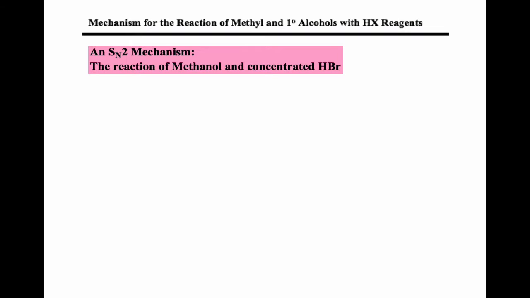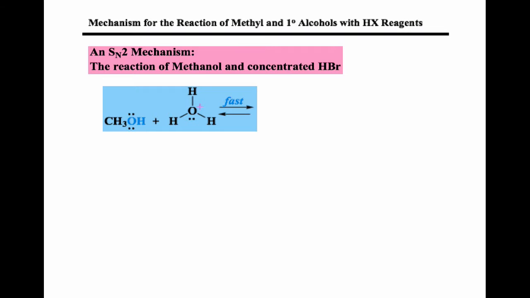Now, the SN2 mechanism, let's look at methanol reacting with concentrated HBr. The first step in all of these reactions, alcohol, strong acid, is to protonate the alcohol. We now have the protonated alcohol. We've got a good leaving group, but can it leave? Why can't it leave? We can't have a methyl carbocation under these conditions. It's very hard to get a methyl carbocation.